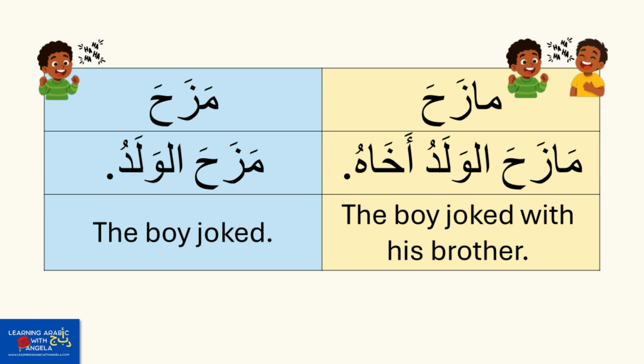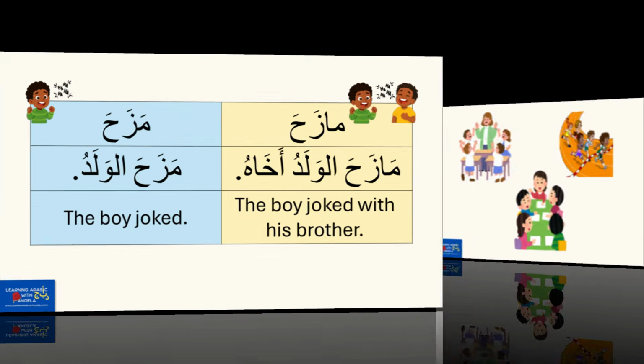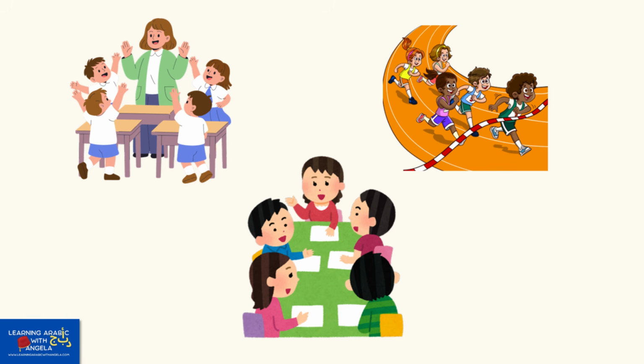Now let's compare the two sentences. On the left we have مزح الولد, the boy joked. That's all it tells us. One person is doing the action. Now look at the sentence on the right. مزح الولد أخاه. The boy joked with his brother. Notice the difference. The meaning hasn't completely changed. It's still about joking, but now there's another participant involved. The action is shared between two people, and that's the idea you'll see again and again with many Form 3 verbs. By now, you've probably noticed the pattern.